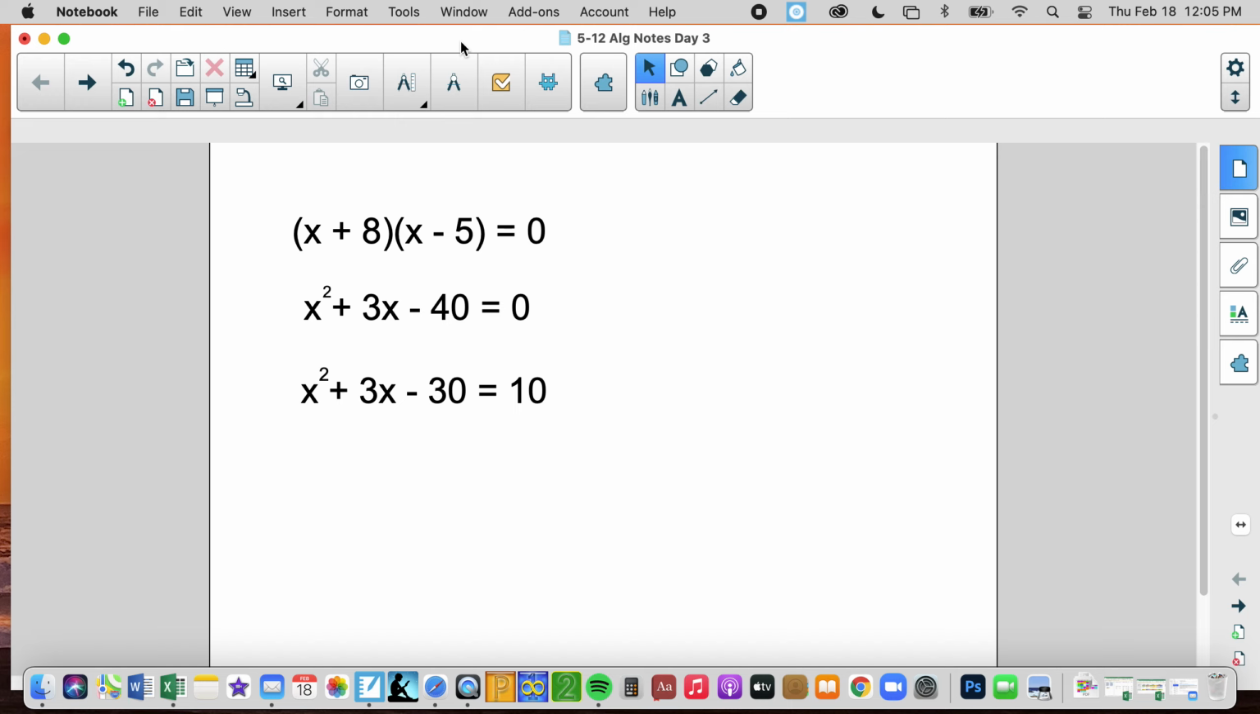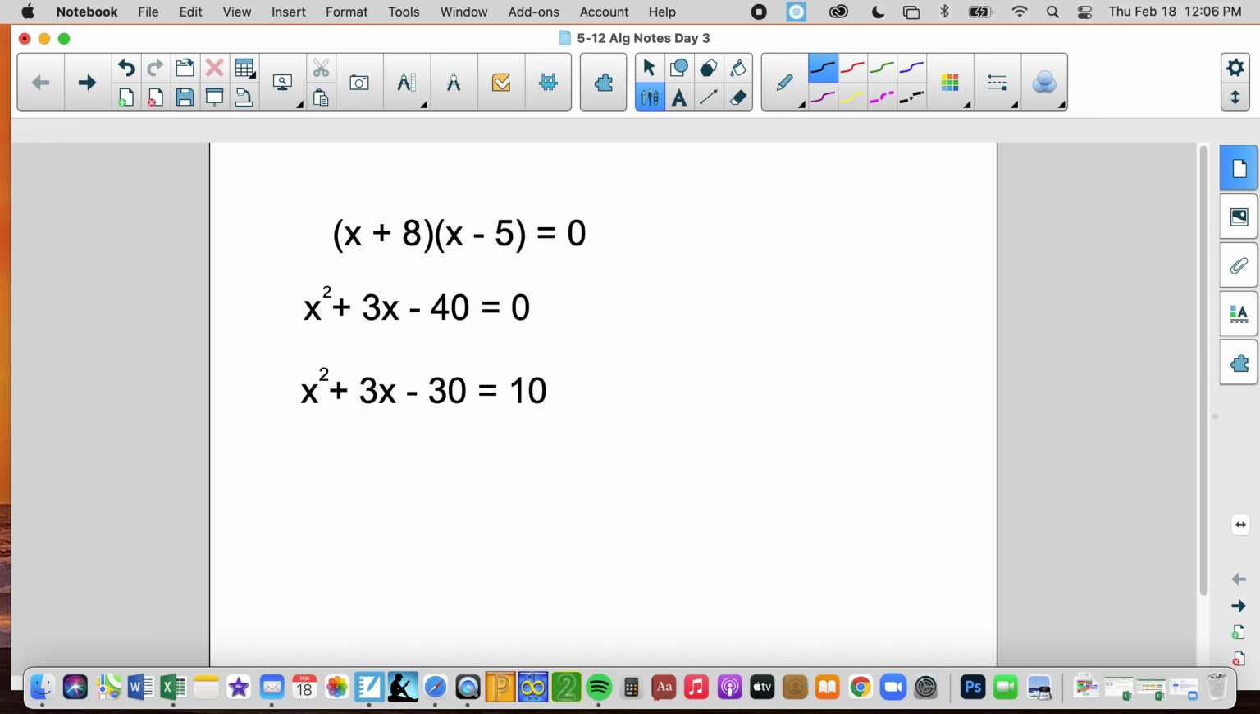Today we are still going to be solving quadratic equations. However, we are going to notice that they're going to be provided in a different format. So we started off with equations when they were already factored, and this was very beneficial to us because we had two numbers that were multiplying that equaled 0.